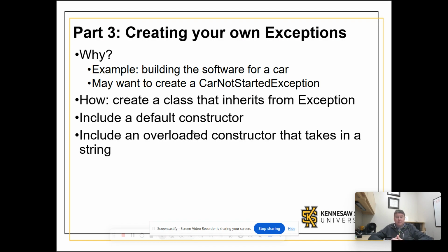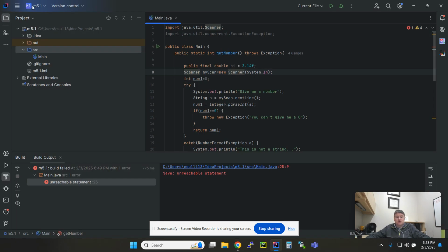So, for example, if you're building software in a car, you might need to know that the car didn't start. And so that would be a case where you might want your own exception for CarNotStartedException, or CarOnFireException, or whatever the problem may be. So Java allows you to declare your own exceptions. They're just classes that inherit from exception, and you have to give them a constructor.